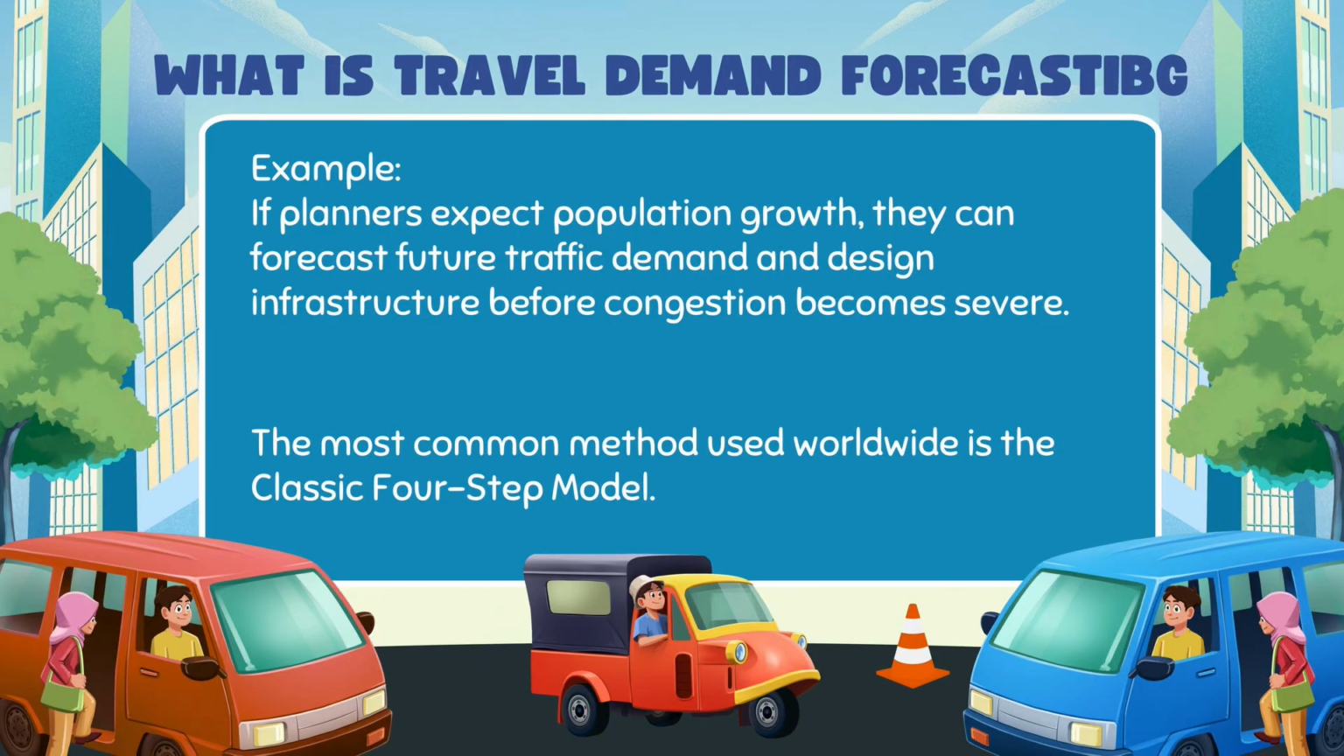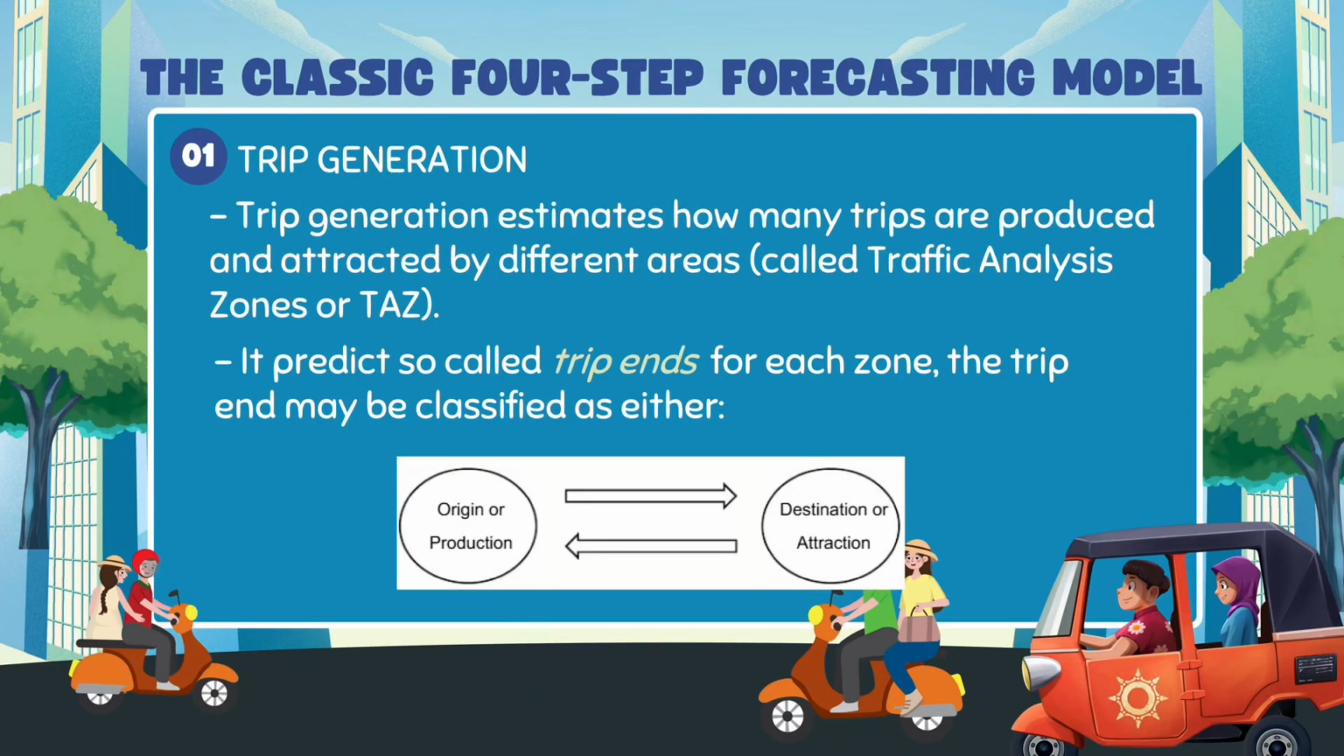So, the first step in transportation planning is trip generation. Trip generation estimates how many trips are produced and attracted by different areas called traffic analysis zones or TAZ. It predicts so-called trip ends for each zone. The trip end may be classified as either production or attraction, depending on whether it is an origin or a destination.